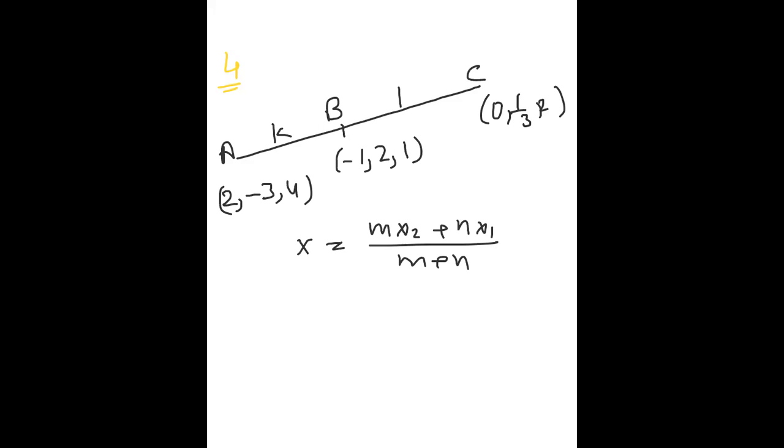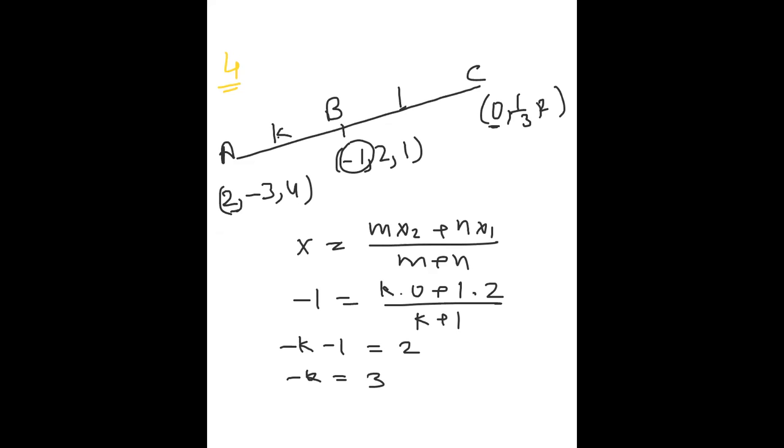So let x equal (mx2 plus nx1) upon (m plus n). The value of x is minus 1 equals m, that is k, x2 plus n x1 upon m plus n, that is k plus 1. So with cross multiplication, minus k minus 1 equals 2, minus k equals 3, k equals minus 3. Now the value of k as minus 3 is saying that it is external division. The minus sign of k is telling us it is external division, but that is not a big deal.